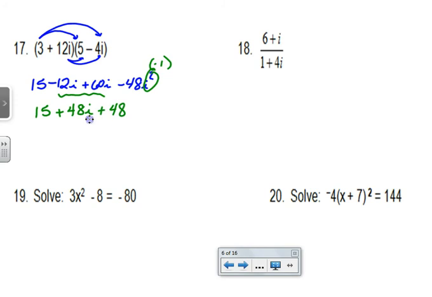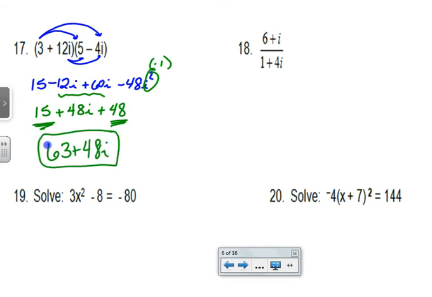Now you're still not done. You now have 2 more like terms you need to combine. So let's see, 63 plus 48i. Now I have not worked out this key yet, so apologies if there's any stupid mistakes. I'm trying to go a little fast.